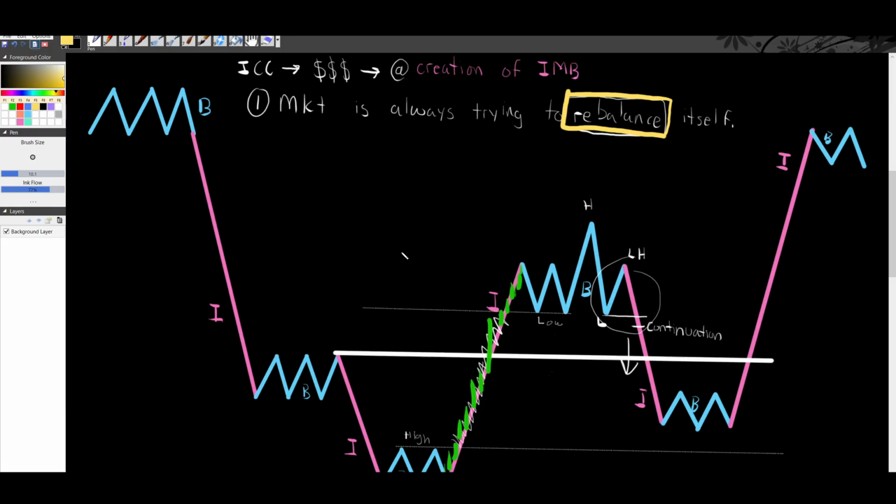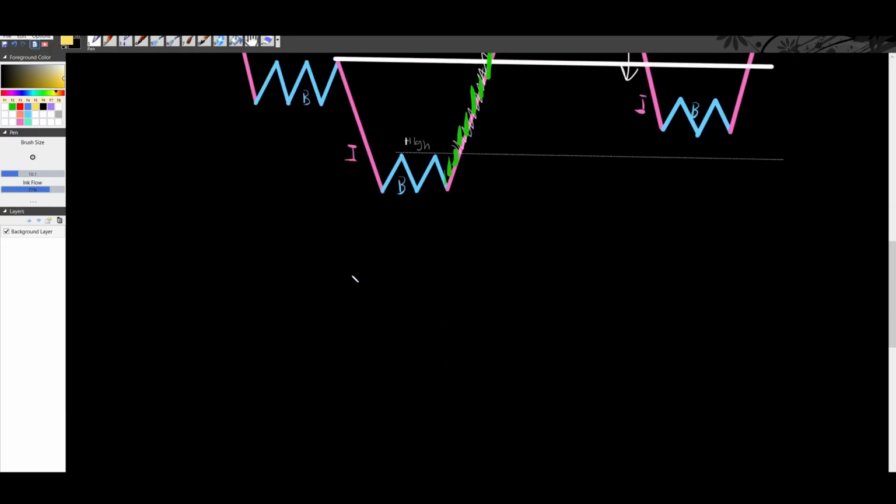What do we call this? We call this the market, right? We call this whole big thing, this whole chart, all this right here, the market. Say if this is a chart.